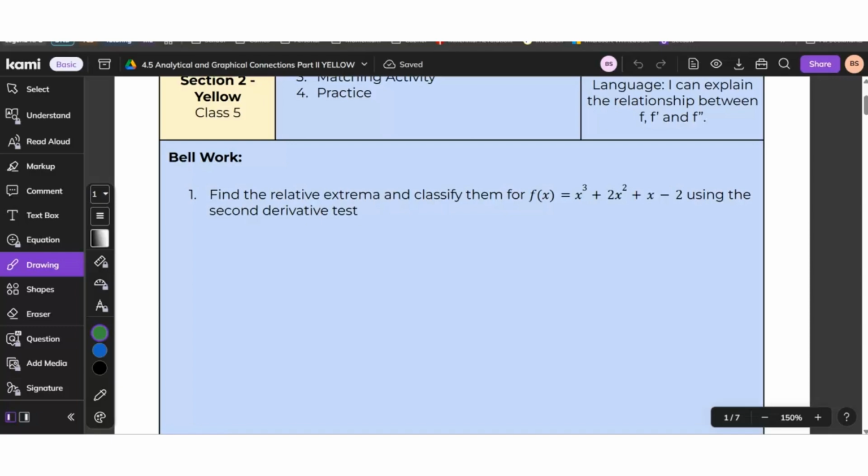There we go. Okay, so I'm hoping you at least found the first derivative, yeah? Yes. Excellent. Matthias, what's the first derivative? 3x to the power of 2 plus 4x plus 1. Good. So then you needed to make that equal to 0, which meant that then you needed to factor it.